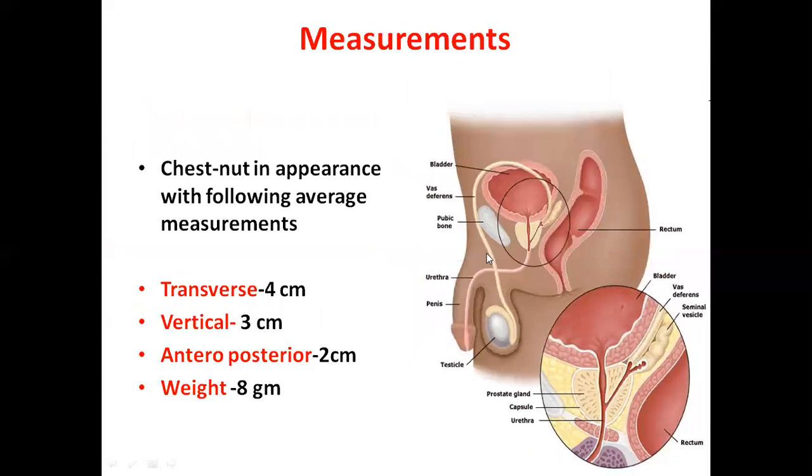Now, coming to the prostate, it is chestnut in appearance with the following average measurements. The transverse measurement is 4 centimeters. Vertical measurement is 3 centimeters. Anteroposterior, it measures 2 centimeters, and weight is 3 grams.